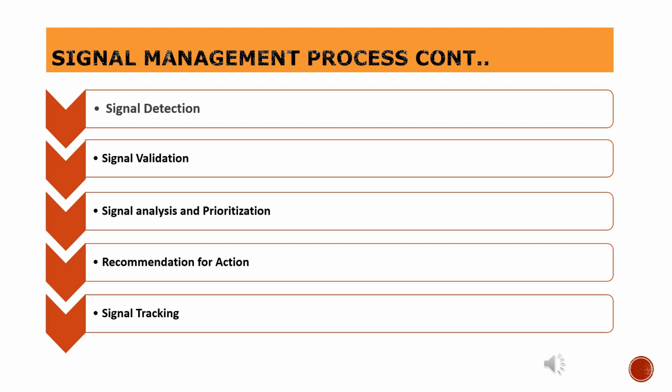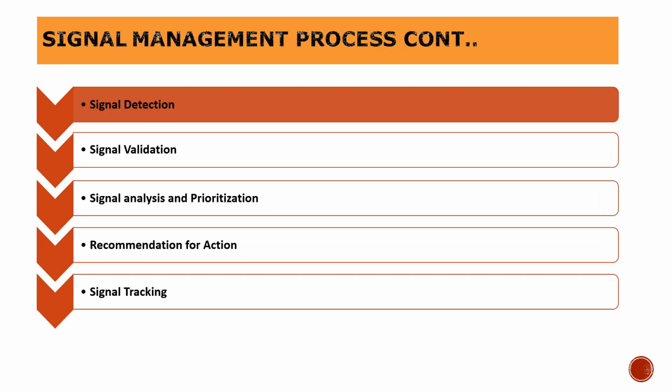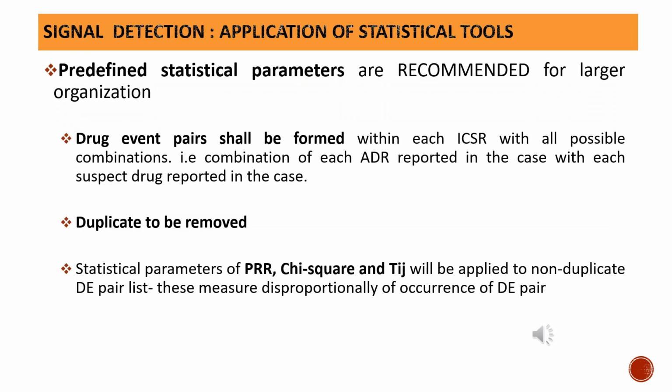The first step is signal detection. First we have to detect something so that we can further work on that detected topic. Now the first part, signal detection. For doing signal detection, there may be two methods: one for bigger organizations, and the second for smaller organizations.